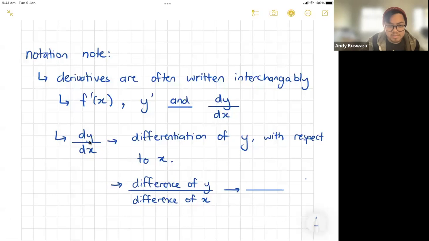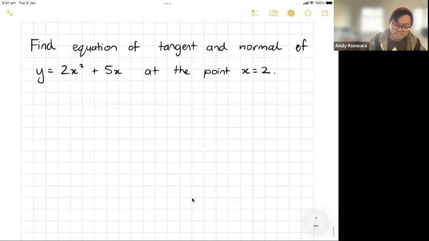A quick explanation for your dy dx. Whenever we see that, it means that we're differentiating y with respect to x. Or another way to think of it is it's the difference of y over the difference of x, which in other words is the rise over run, which is the gradient, which is kind of like our tangent. So all of this hopefully is starting to sink in.